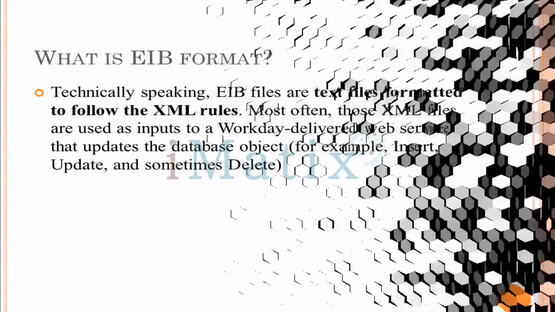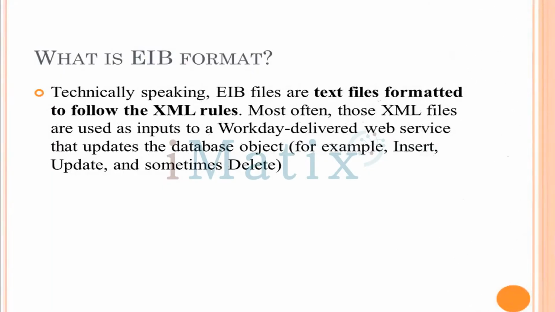What is an EIB format? Technically speaking, EIB files are a text file format following the XML rule. Most often those XML files are used as inputs to Workday delivered web services that update database objects, for example inserted, updated and sometimes deleted also.